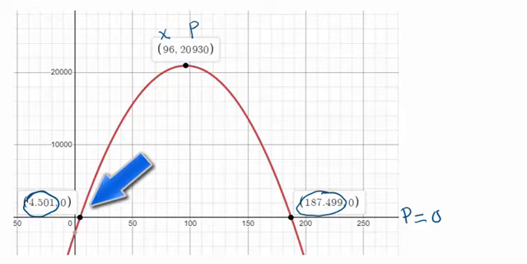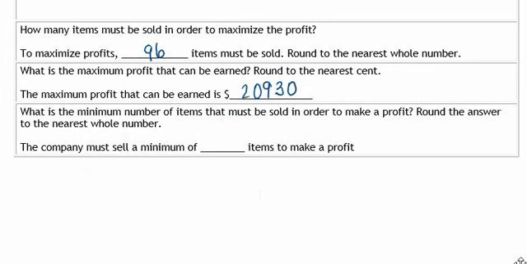If x is 4, the profit would still be negative. So when x is 5, the profit is positive. And therefore, the company must sell a minimum of 5 items to make a profit.